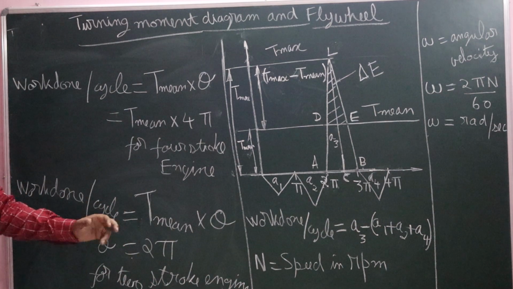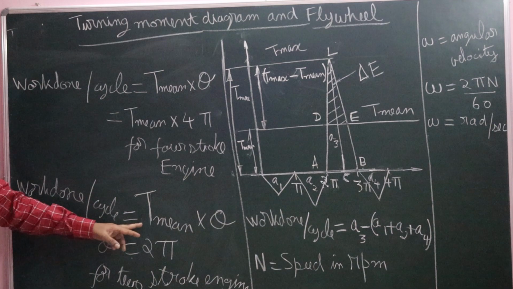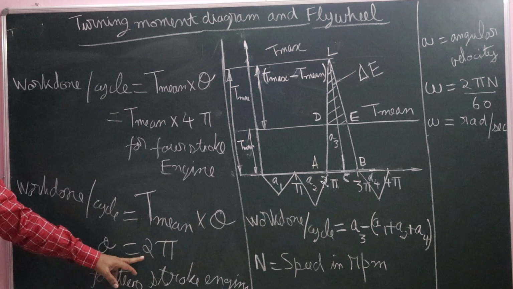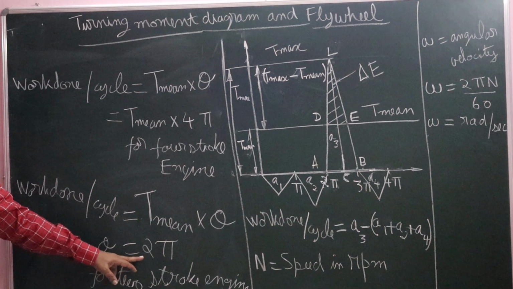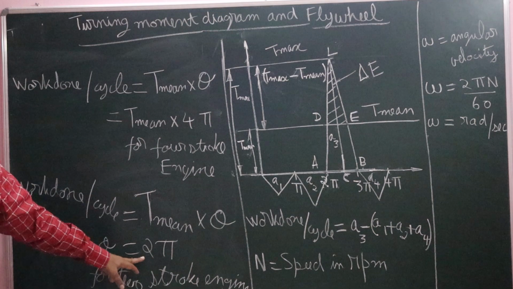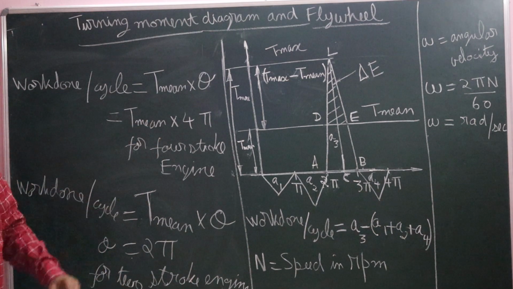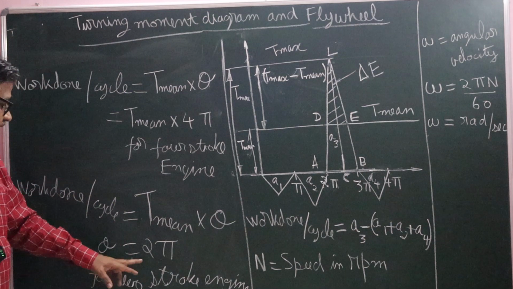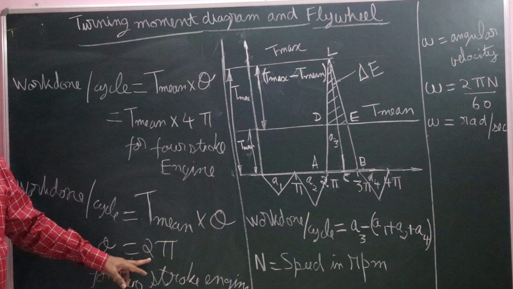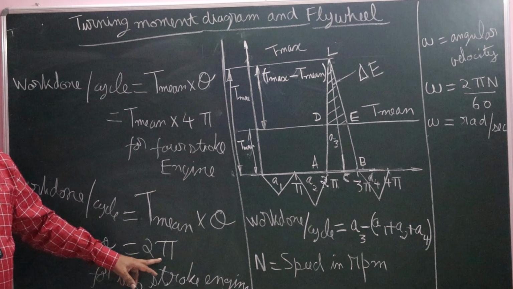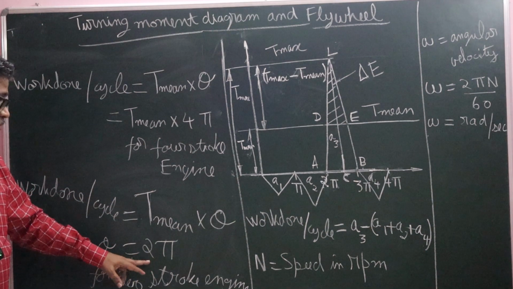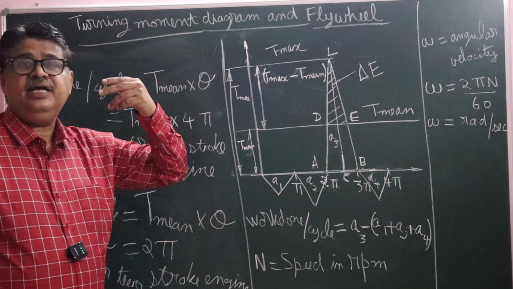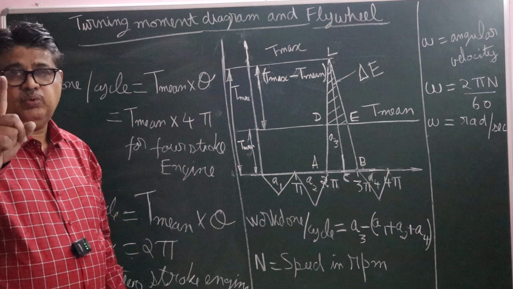So the same work done per cycle. Here for a 2-stroke engine, T mean into theta, where theta equals 2 pi radians, that is 1 revolution. In case of a 2-stroke engine, every revolution constitutes 1 cycle. In case of a 4-stroke engine, every 2 revolutions constitute 1 cycle. Therefore, in case of a 2-stroke engine, theta equals 2 pi. Every revolution constitutes 1 cycle, so there is 1 power stroke every revolution, whereas in a 4-stroke engine, there is 1 power stroke every 2 revolutions.